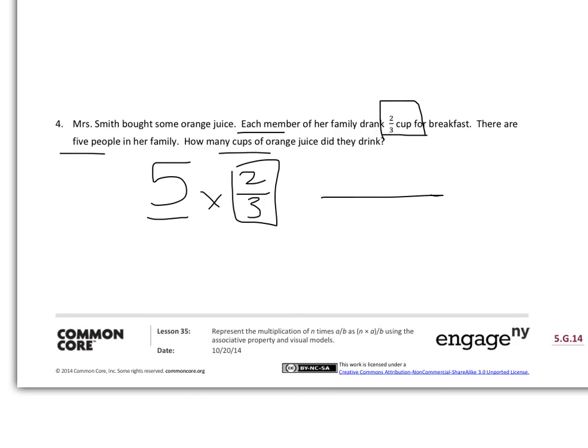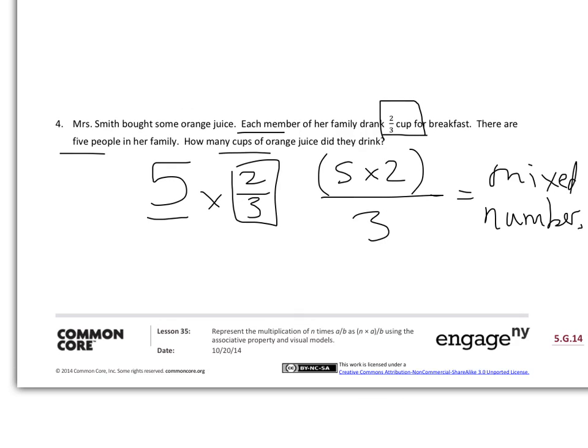Once students solve this, we want to put it into a mixed number. The reason is we want to know how many cups they drank. If we were to just leave this in improper fraction form, we'd know how many thirds they drank, but not how many whole cups. Just remember that 1 whole is equal to 3/3.